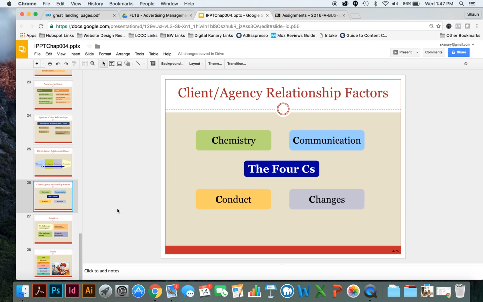The 4 C's of a good client-agency relationship are chemistry, making sure that your visions align; communication, making sure that there's adequate communication between the two companies; conduct, conducting themselves in the best way possible; and change, being able to change on the fly based on results.